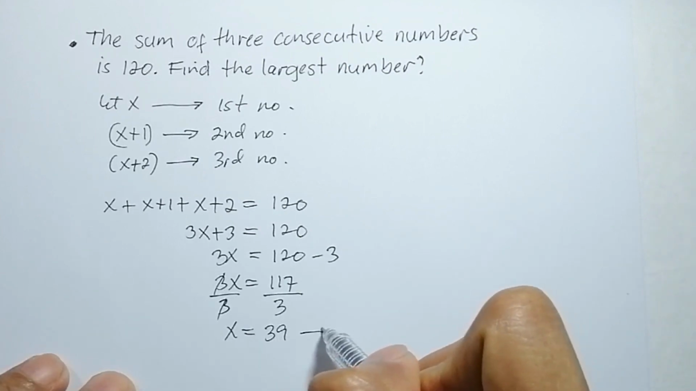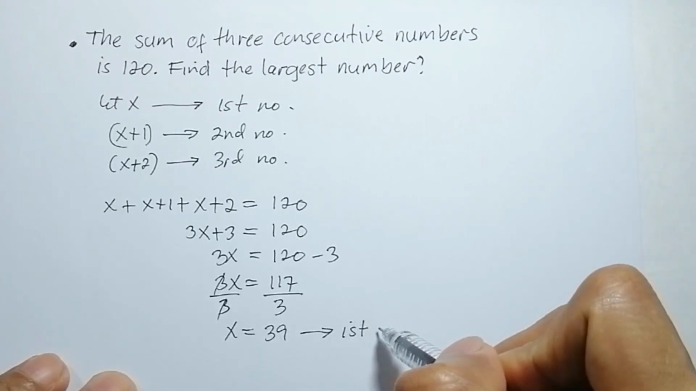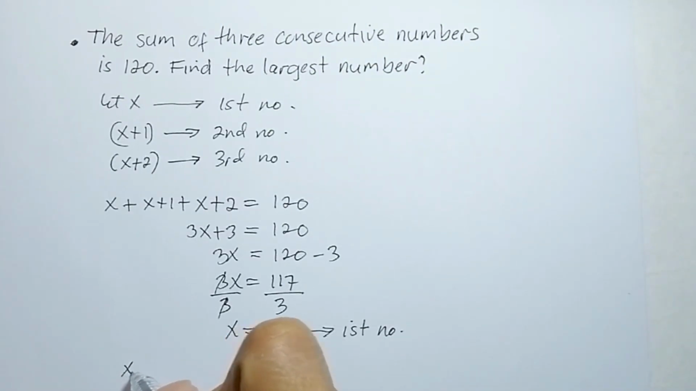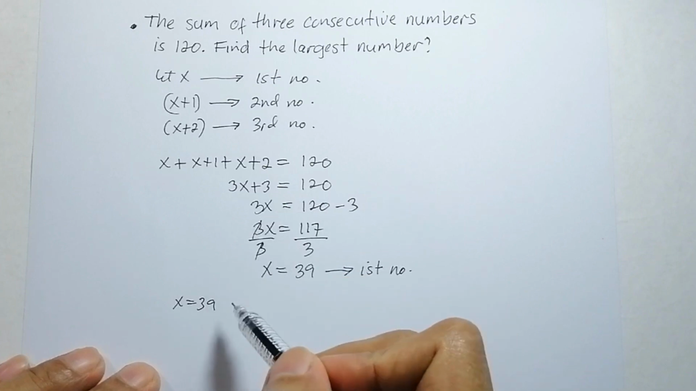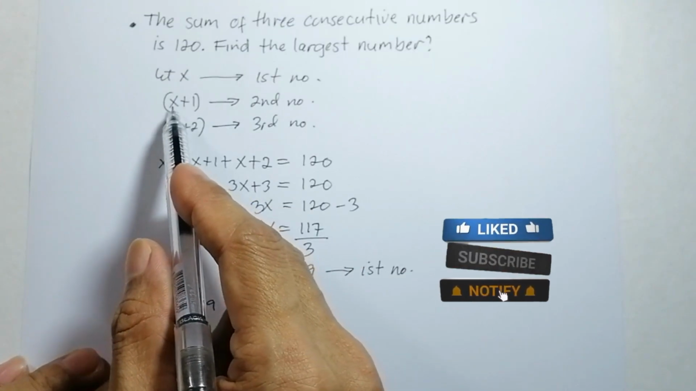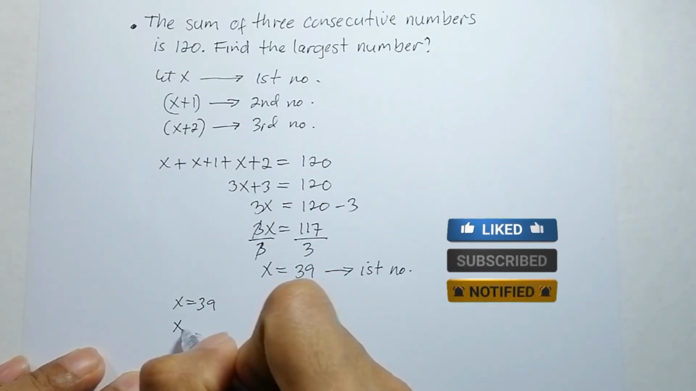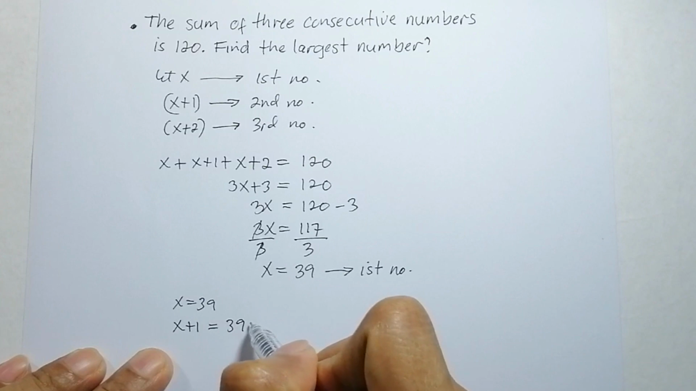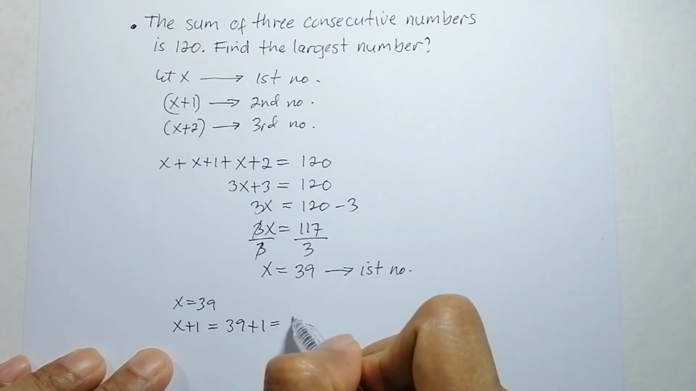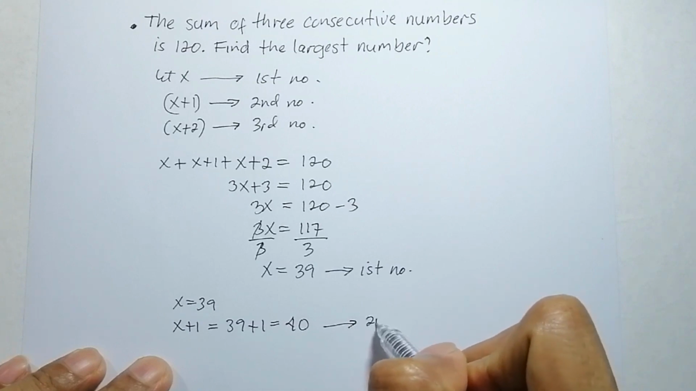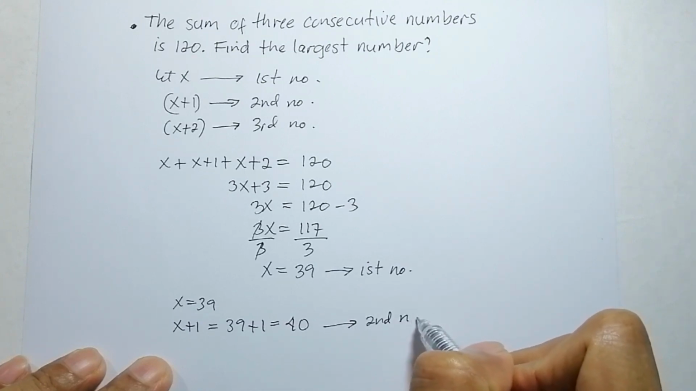So this will be the first integer. This is the first number, okay? And then the next is, since our x is equal to 39, now we are going to find out what the second number is by using this one, x plus 1. Our x is 39 plus 1. This will be 40. So this is our second number.